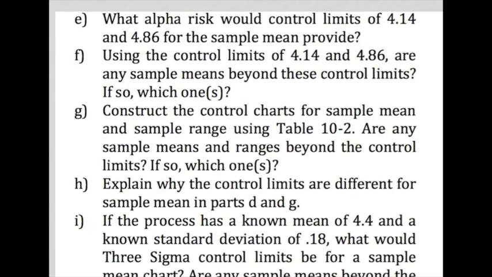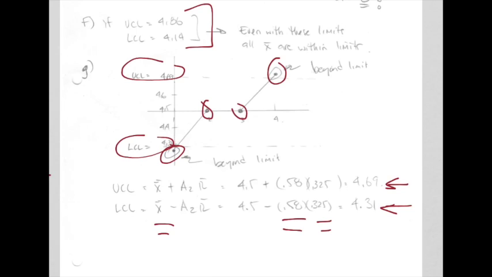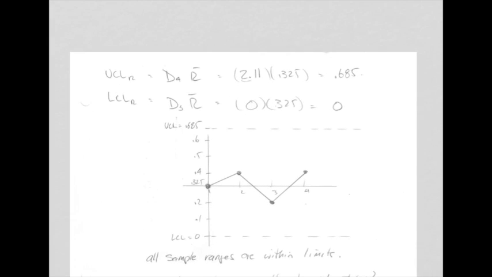And if you remember, coming back to G, the question was, are any sample means and ranges beyond the control limits? If so, which ones? So we've already found that for the means, there's definitely 2 which are out of control. Let's check the ranges. Let's check the range. Okay, so in a similar way, here's the equation for the upper control limit and lower control limit for the R chart. And here we get again from the table, remember 0 and 2.11, these come right from table 10-2. And because we know the sample size is 5, that's how we choose those.